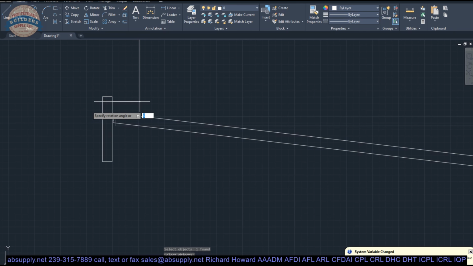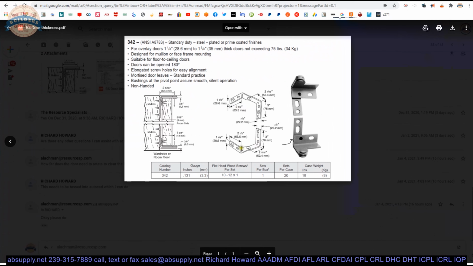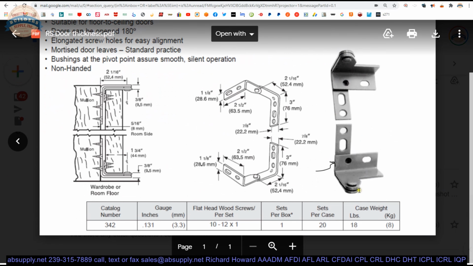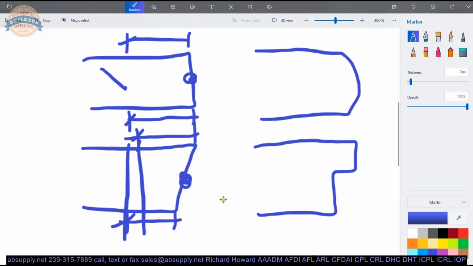Okay, so the question becomes, what is the margin that we can use on a Stanley 342 pivot? The client wants to use the pivot in an unusual fashion. This is when the door is closed. This is when the door is at 180 degrees. What they're not showing you is what this looks like when the pivot is at a 90 degree position. So let's take a look and see what that would look like.